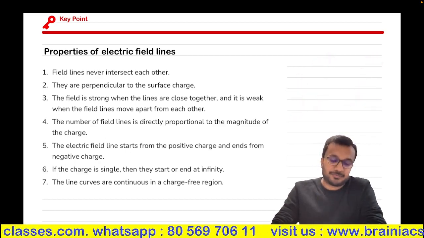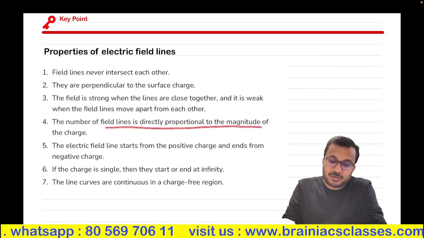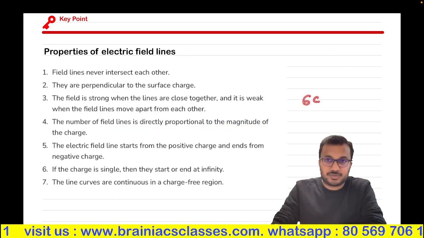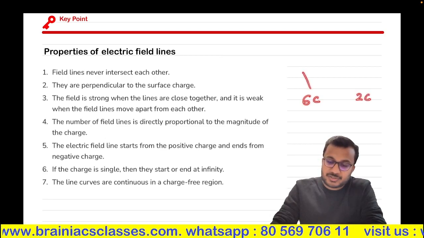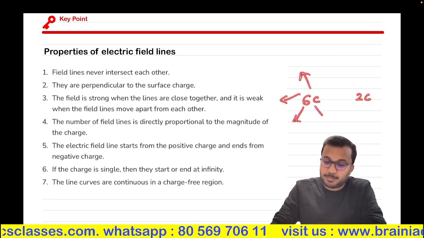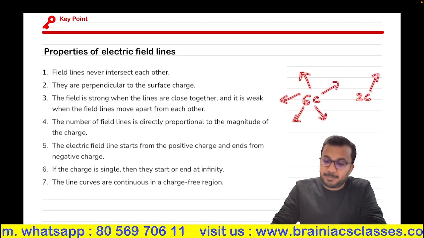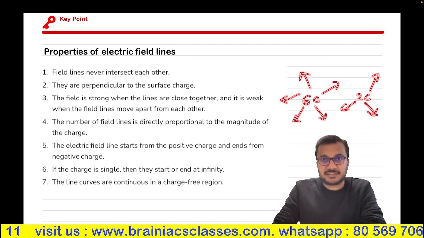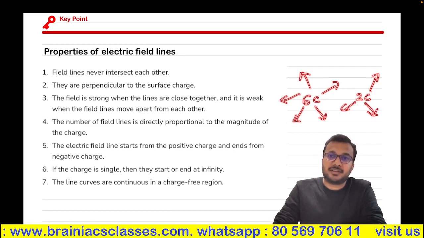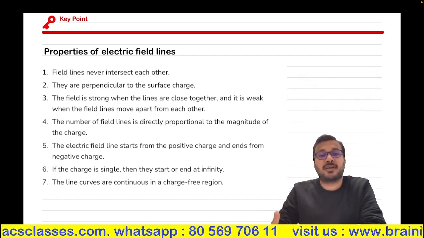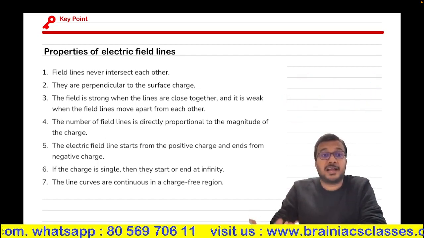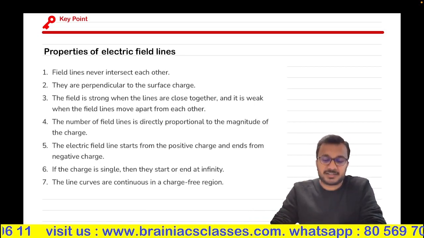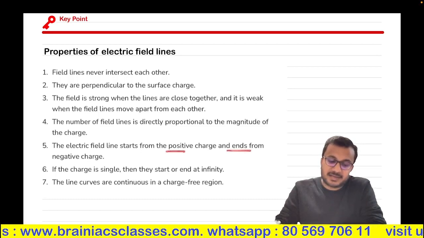Point number 4, the number of field lines is directly proportional to the magnitude of the charge. For example, say I have a 6 coulomb charge and a 2 coulomb charge. The 6 coulomb charge will have a larger number of electric field lines compared to the 2 coulomb charge. For example, the 2 coulomb charge will have 3 lines, but the 6 coulomb charge will have 5 lines, which simply means the number of lines is more for a larger charge. Fifth point, electric field lines start from positive and end at negative.